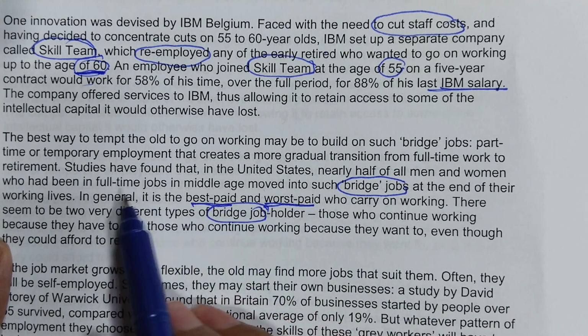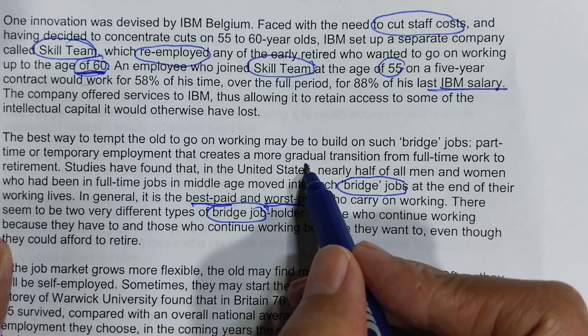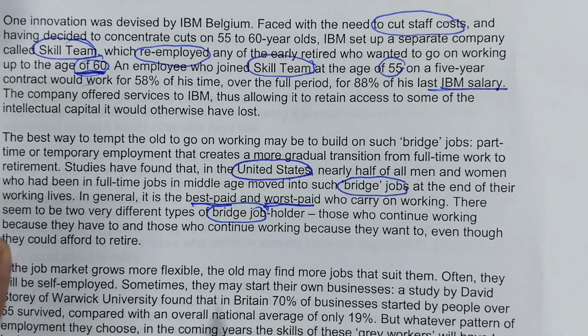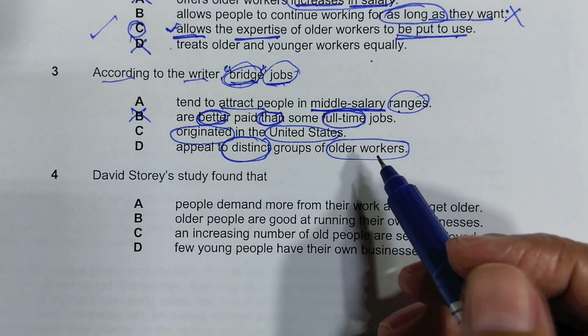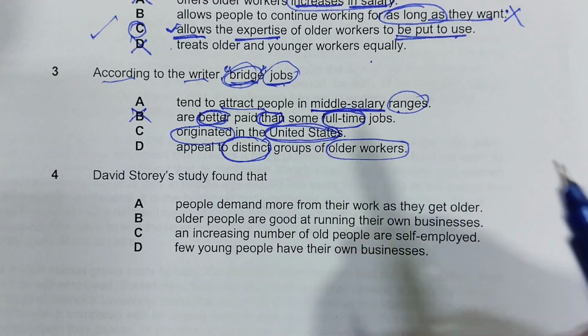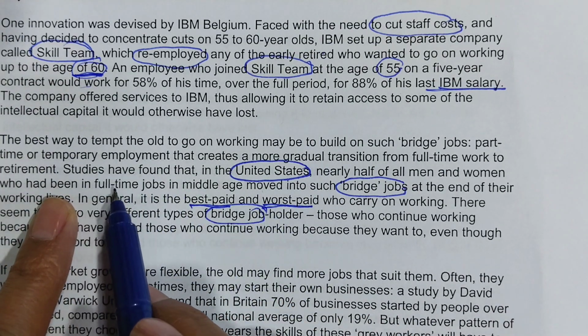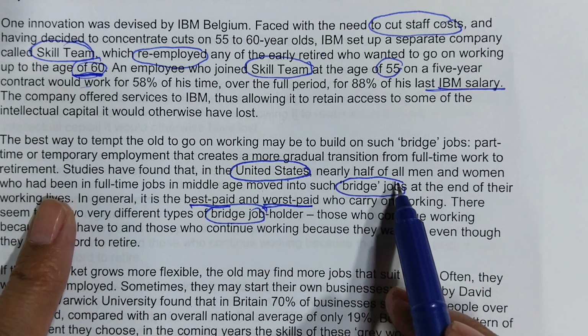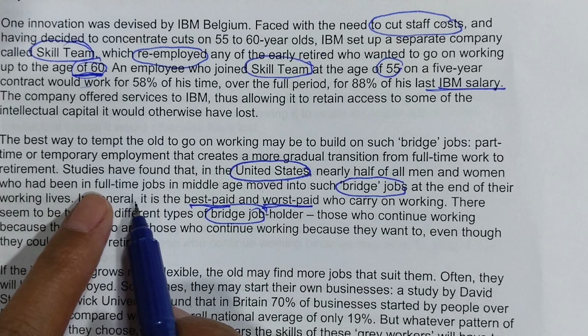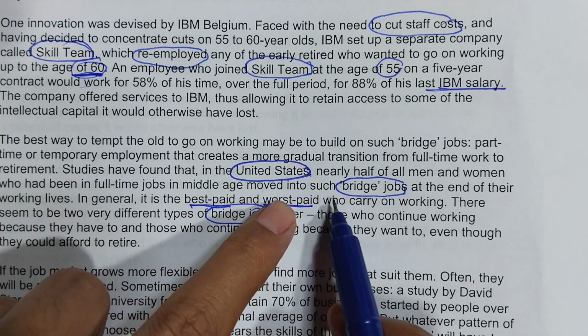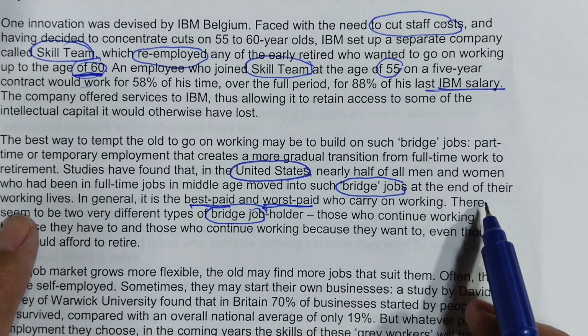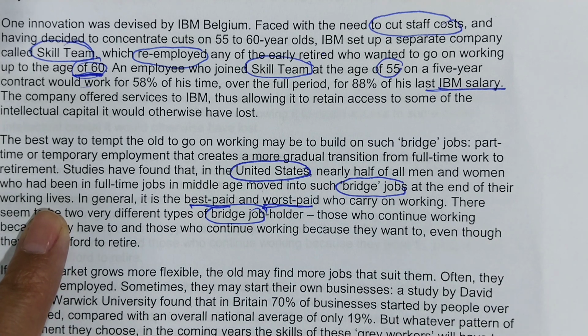And so let's move towards our next. Studies have found that in the US. Okay, now I find the word US here, as we also have the word US in option C. So let's read this carefully, because maybe this is the answer. Studies have found that in the US, nearly half of all men and women who had been in full-time jobs in middle age moved into such bridge jobs at the end of their working lives. They are talking about men and women, half of all men and women, who moved towards the bridge jobs.